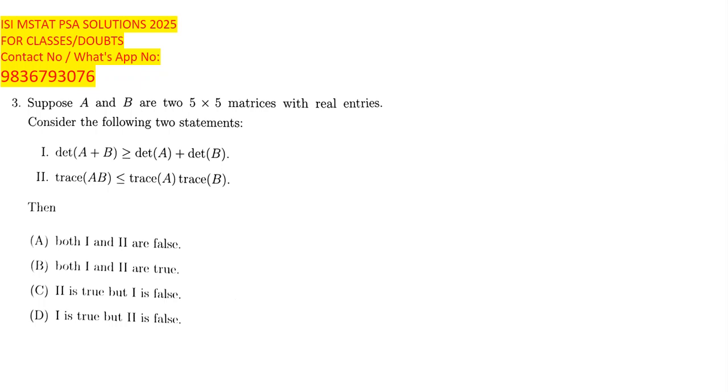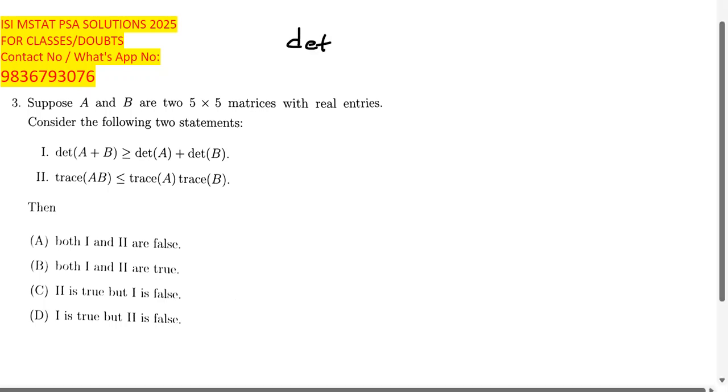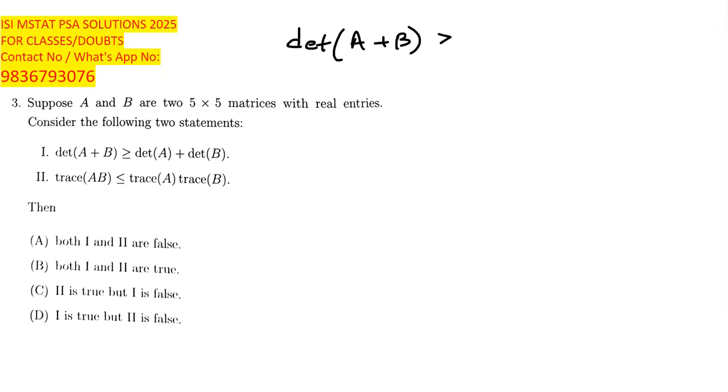So here we are being given a determinant. Statement 1 says the determinant of A plus B is less than or equal to the determinant of A plus the determinant of B. Is this true? No, this is not generally true. The determinant of A plus B is greater than or equal to the determinant of A plus the determinant of B. So this is not generally true.